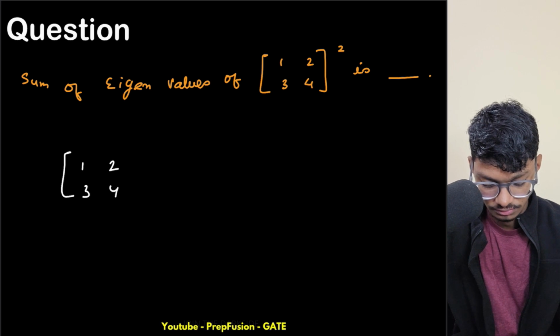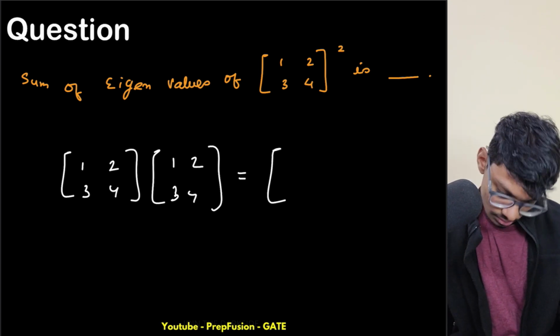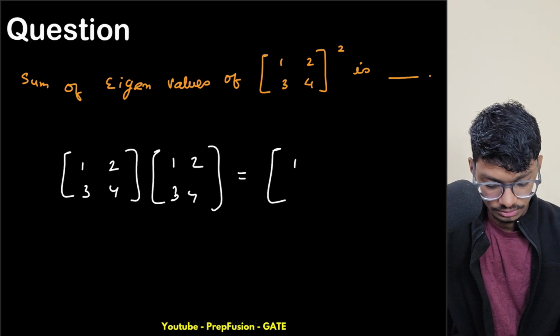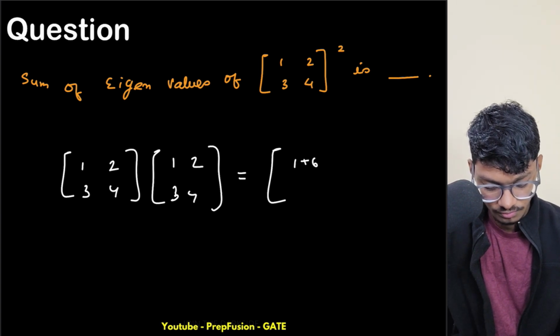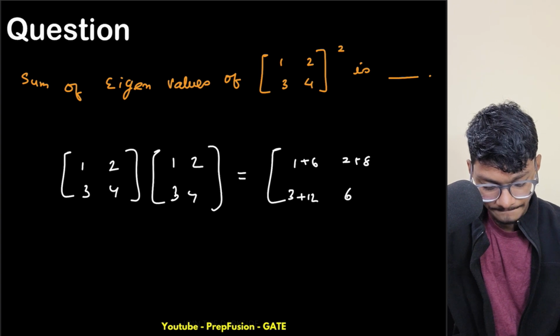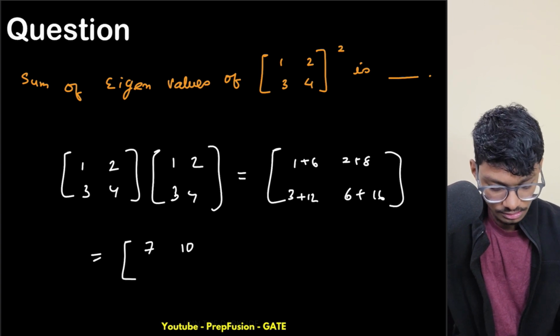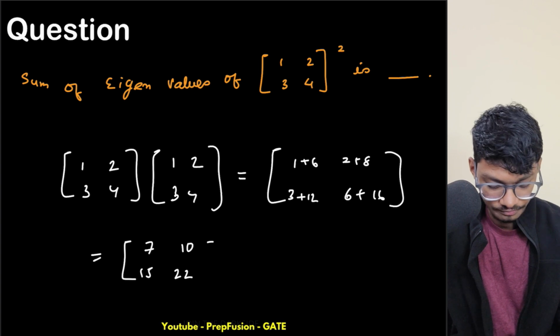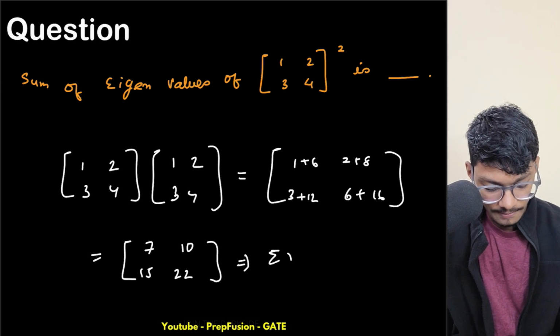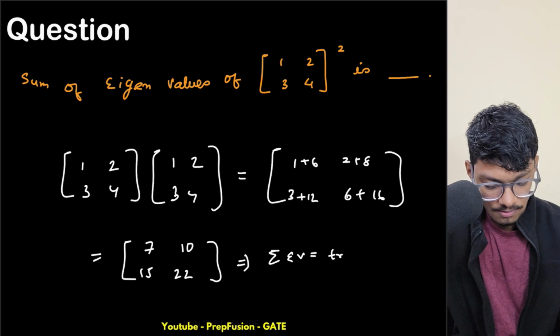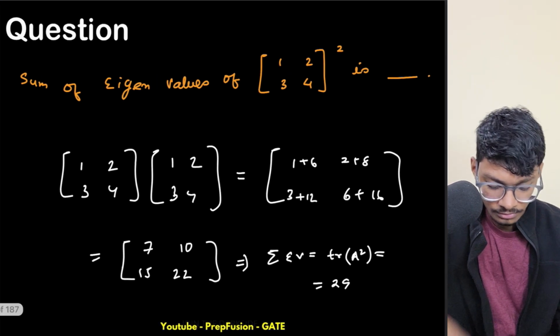1 2 3 4 times 1 2 3 4 equals 1 plus 2 times 3, which is 7. Now this is 2 plus 8, which is 10, and this is 3 plus 12, and 6 plus 16. So this is 7, 10 and 15 and 22. So what will be your trace? The sum of eigenvalues will simply equal the trace of A square, which is 29 in this case. So this is your answer, you're done.